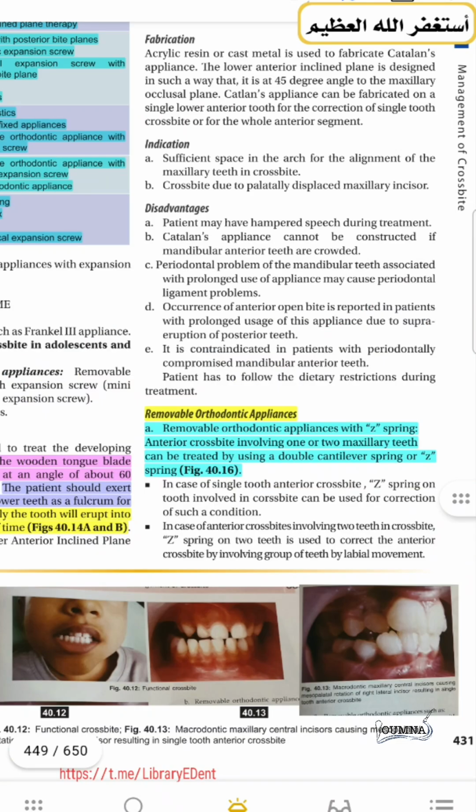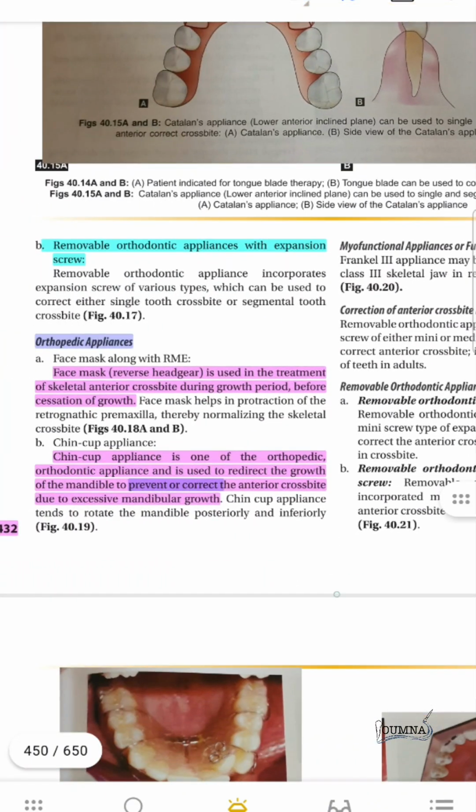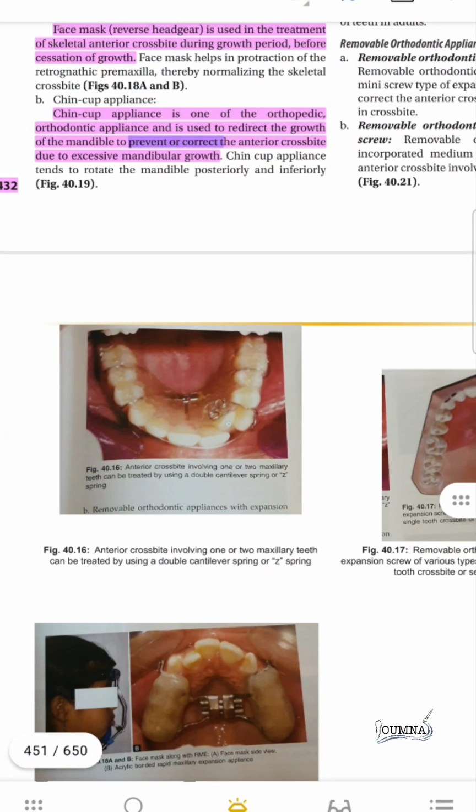Crossbites can be treated using the Z-spring in a removable appliance. When activated, it will do a tipping movement to the tooth. An expansion screw can be added to expand the anterior region here.